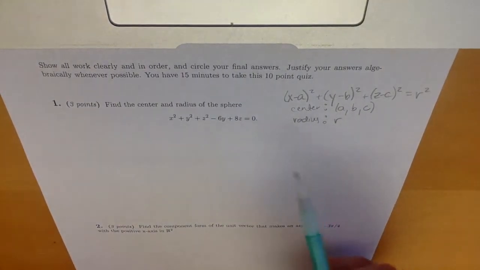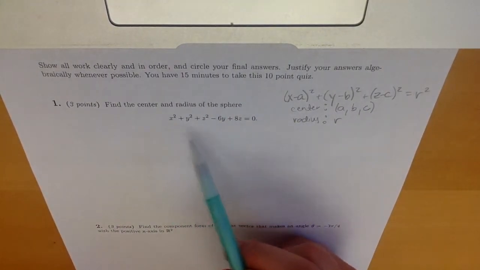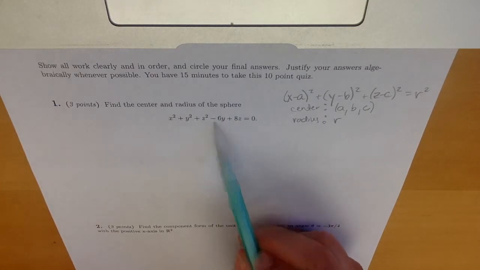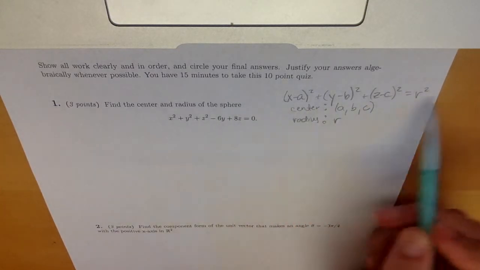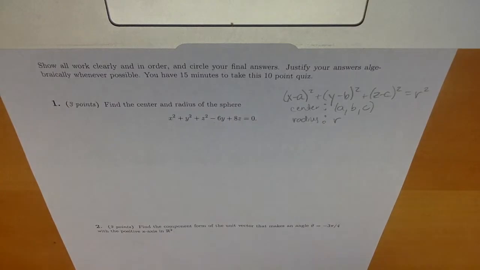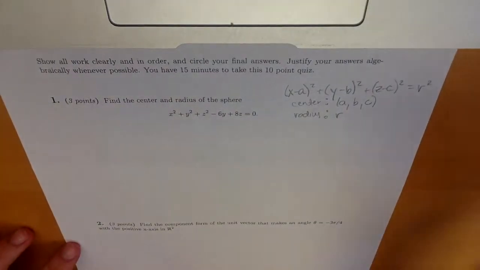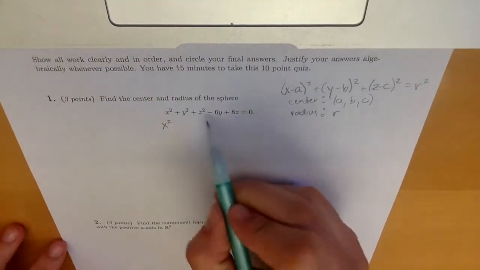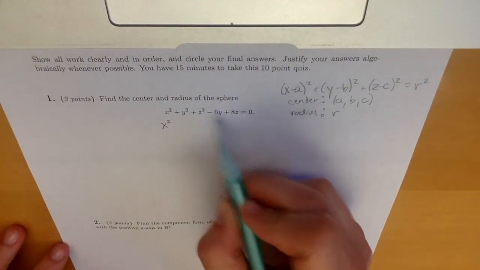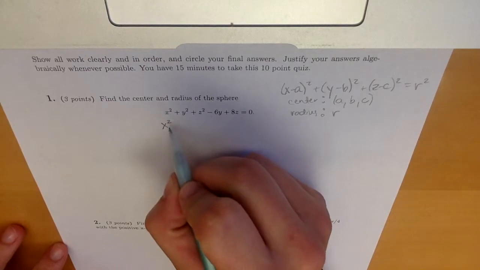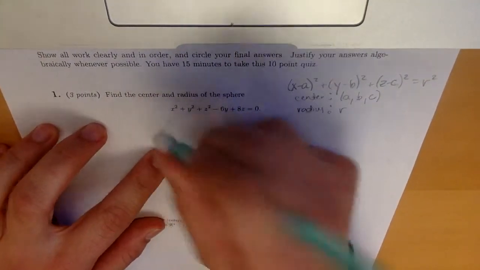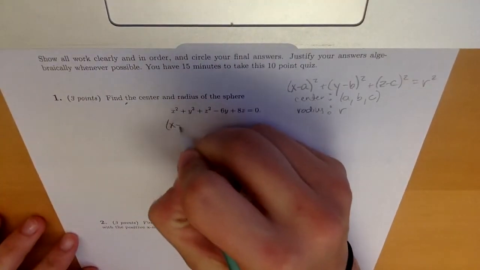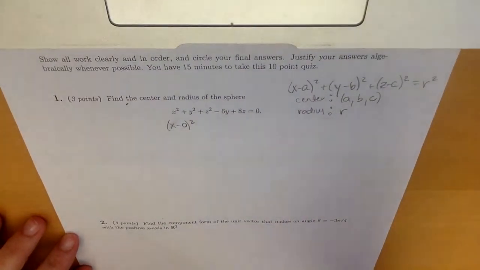Okay, so in order to figure out what the radius and the center are of this sphere, we need to get it into a form that looks like this. And the way that we're going to do that is completing the squares. So if we break things up, what we've got here is x squared. Now x squared is fine because there's no other x values over here. So what this really is, let's not write x squared. Let's write this as x minus 0 squared.